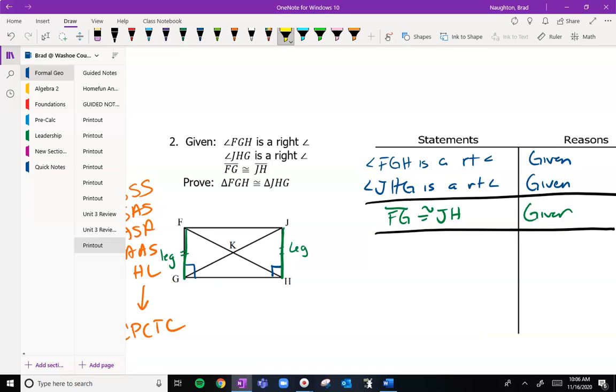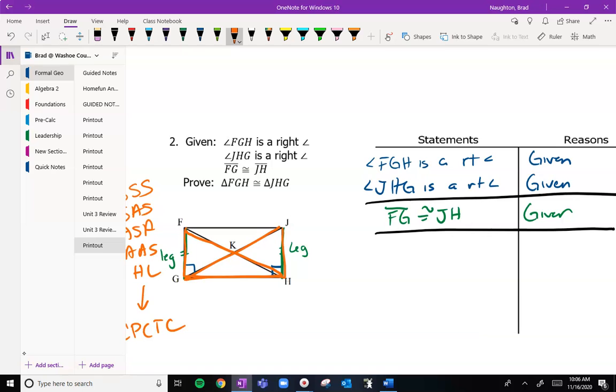All righty. We are trying to prove that triangle FGH and triangle JHG, those two big triangles, are going to be congruent.